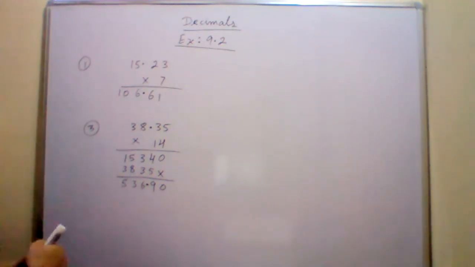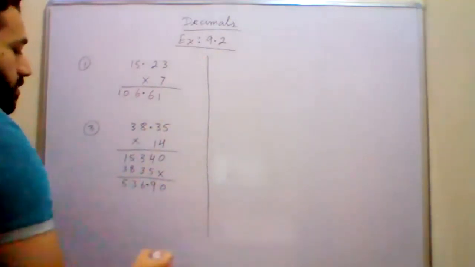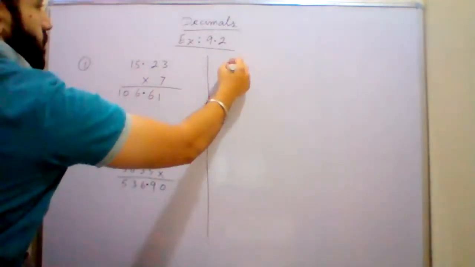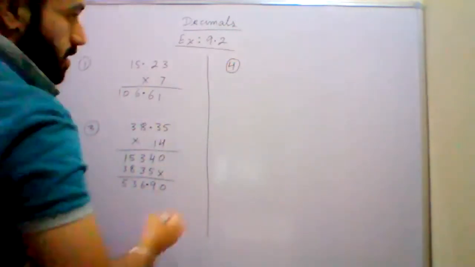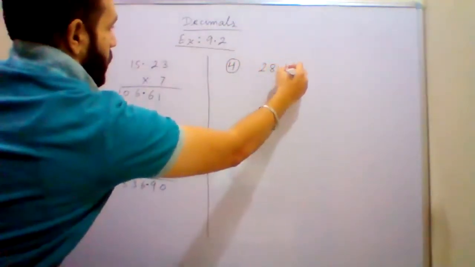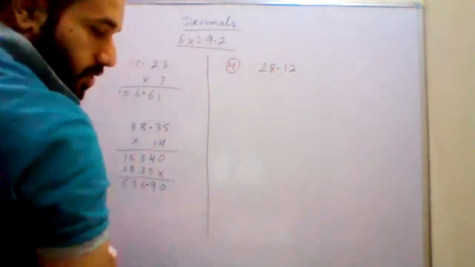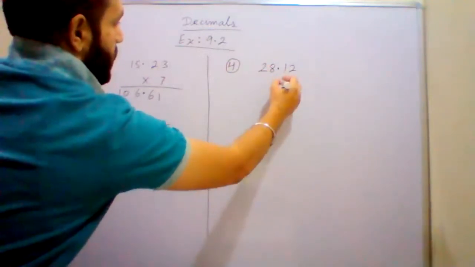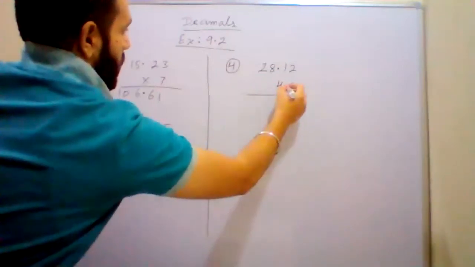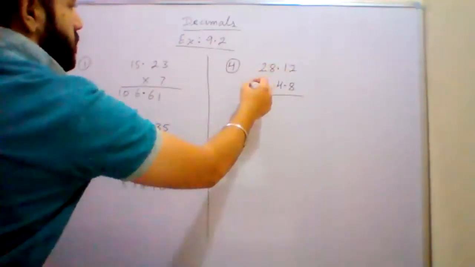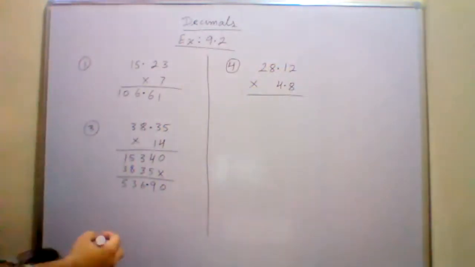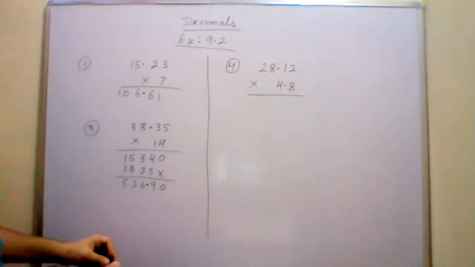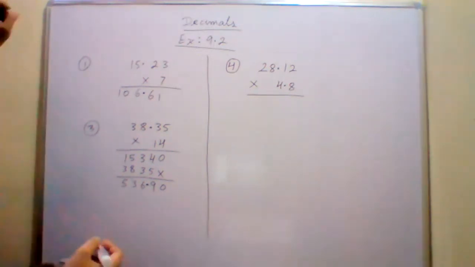Okay, now question number 4. Pay attention, everyone. 4th part, 28.12. This is a little different. So I want you all to pay attention on the board. 4.8 and 28.12. These are the numbers. You have to multiply the two numbers. I hope you all are attentive and paying attention.